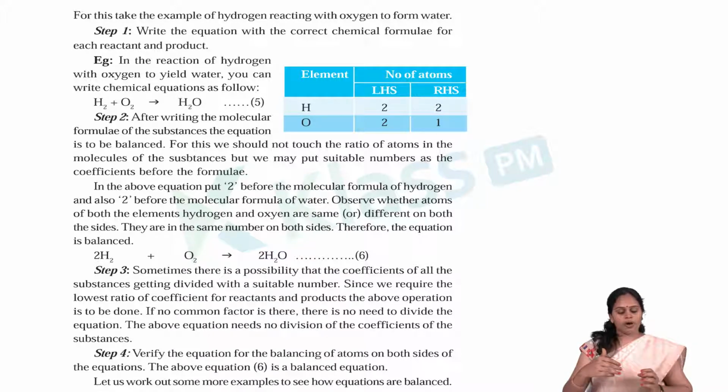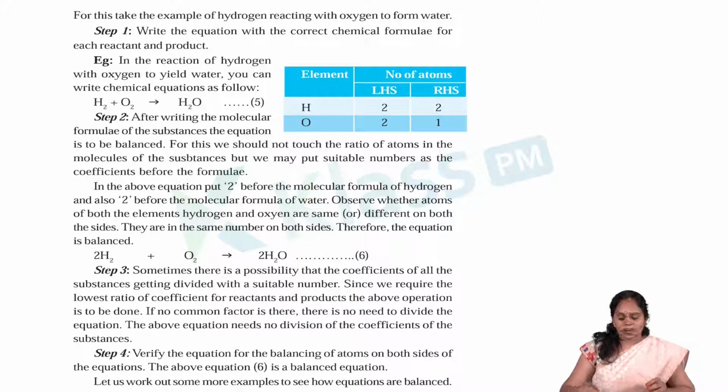After writing the molecular formula of the substances, the equation is to be balanced. For this, we should not touch the ratio of atoms in the molecules of the substance, but we may put suitable numbers as the coefficients before the formulae. After writing the molecular formula, the ratio of atoms in the molecules we should not touch, but we can put suitable numbers as the coefficients before the formula in the second step.